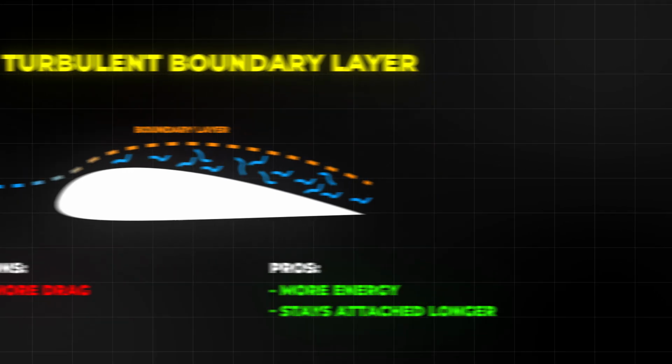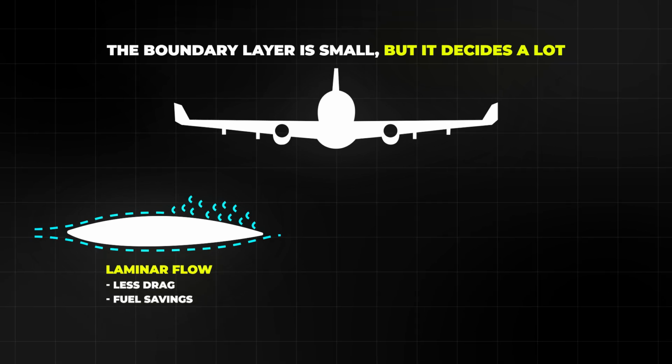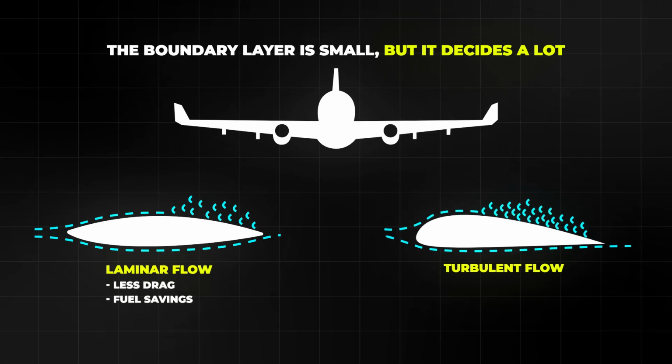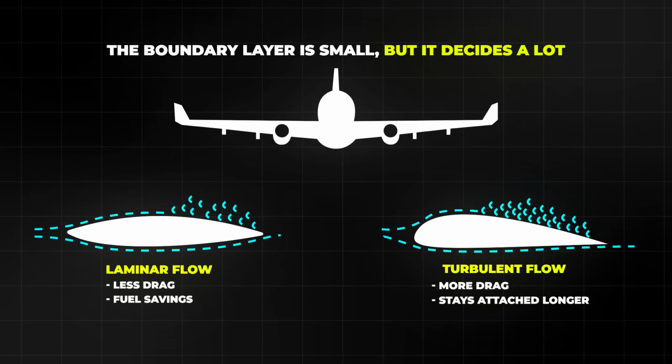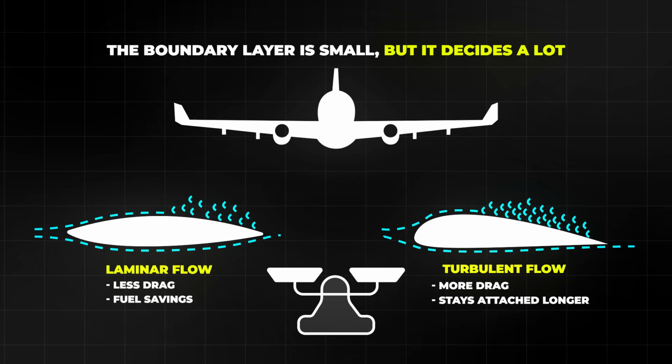In the end, the boundary layer is small, but it decides a lot. If it stays smooth and laminar, the airplane flies with less drag and uses less fuel. If it becomes turbulent, it has more drag, but it is also stronger and can follow the wing better. Designers always try to find the best balance between these two.